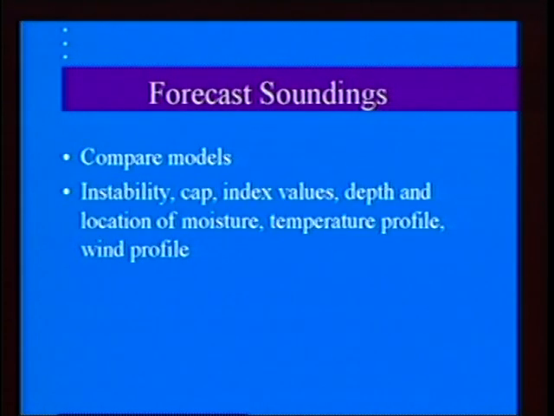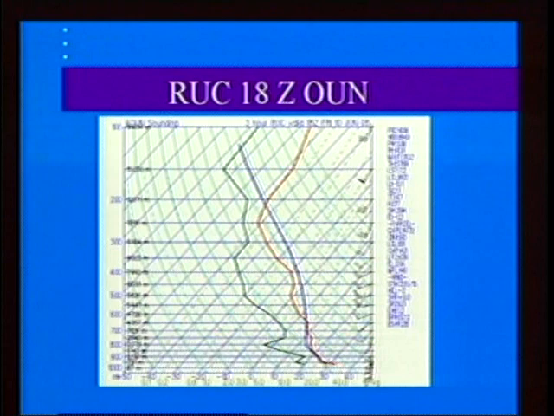Next on the PowerPoint, I'm going to show different forecast soundings from various models for the same time period. Each one of these is going to be for 18Z on Friday, and we're going to compare these different models and see how much variation there is in the soundings from these four different soundings out of central Oklahoma around noontime.